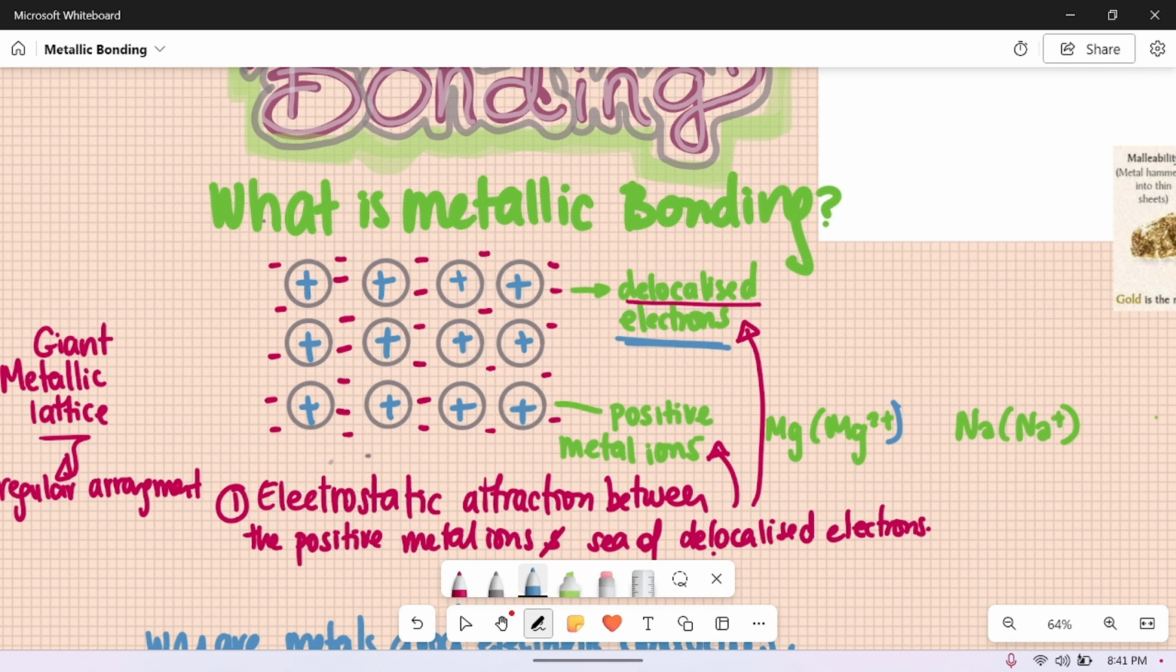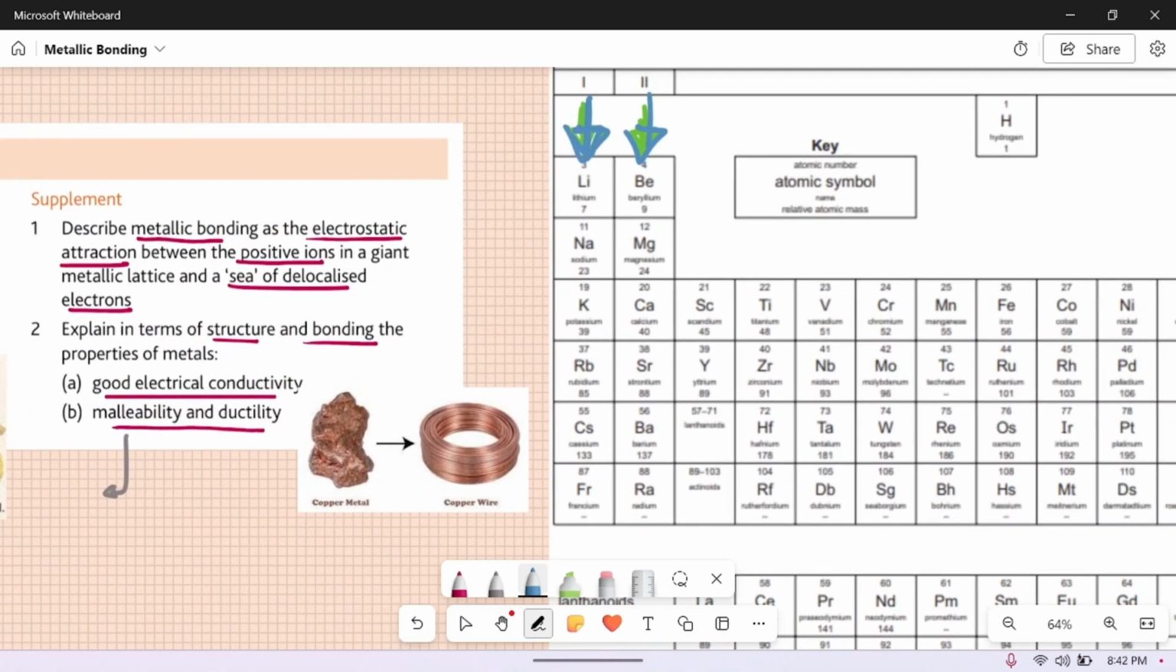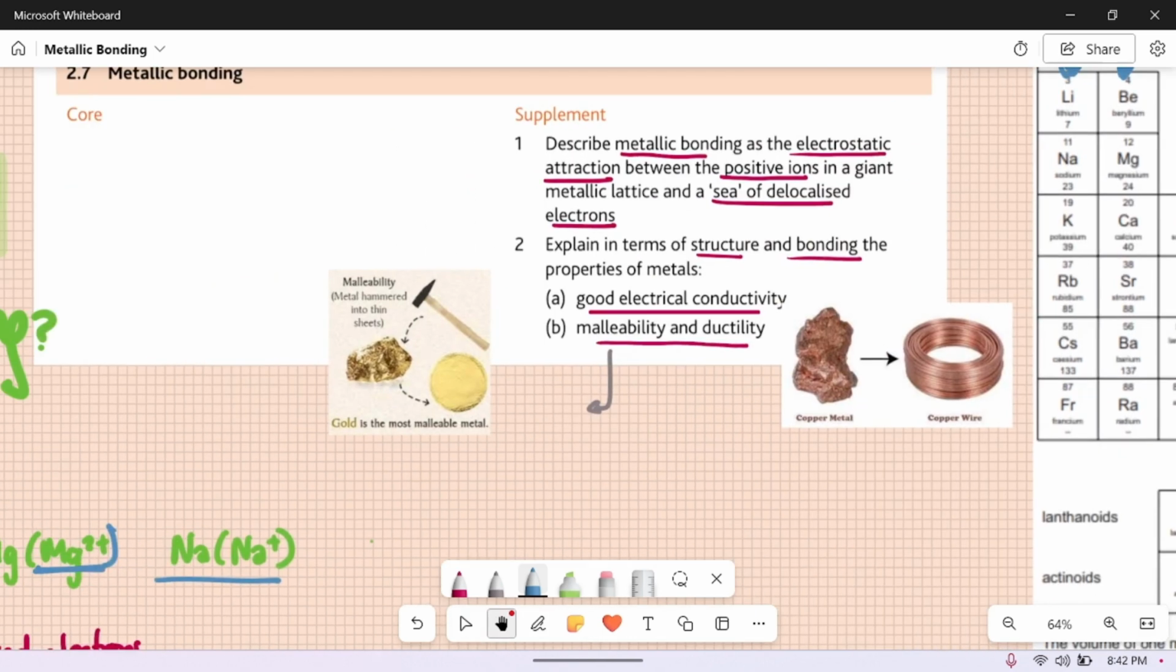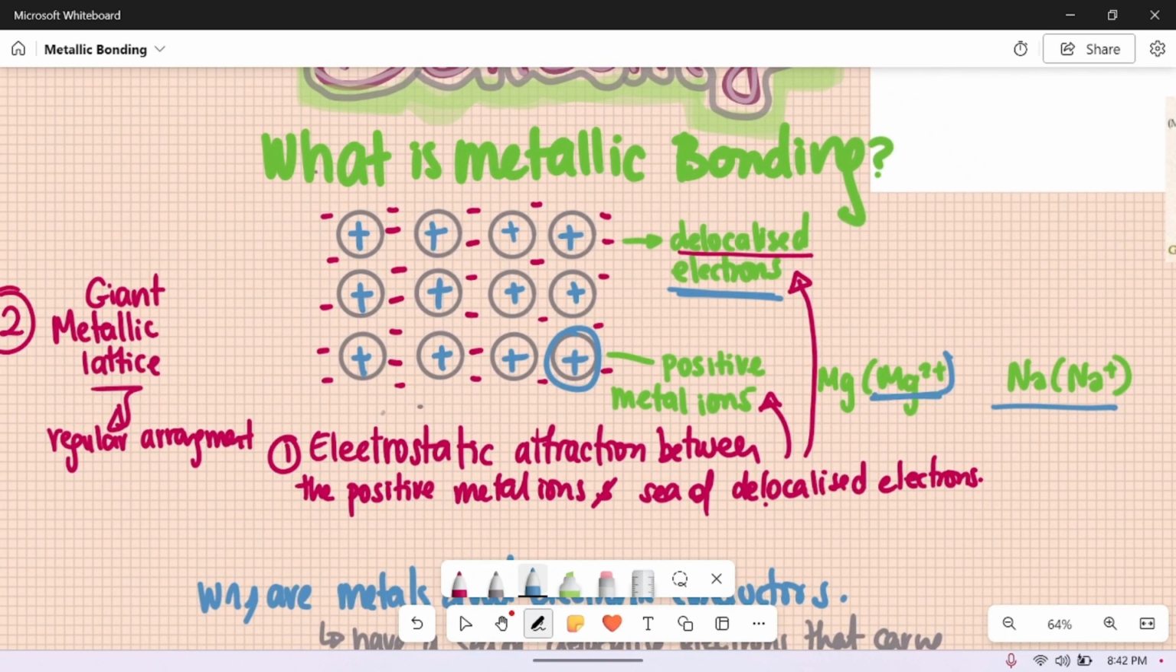Okay, so we have these positive metal ions. Examples such as magnesium that has a charge of Mg2+, as we see over here, and sodium that has a charge of Na+. All the elements in period 1 and in group 1 and group 2 are metals, okay? So they are also positive. So all of those have metallic bonding.